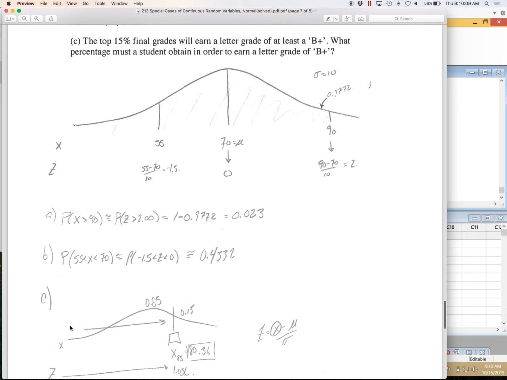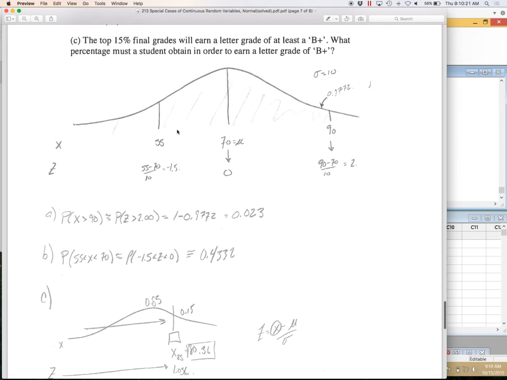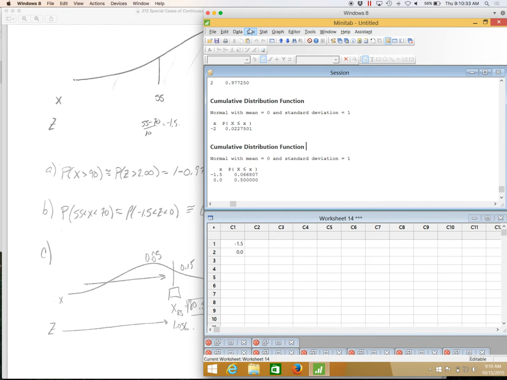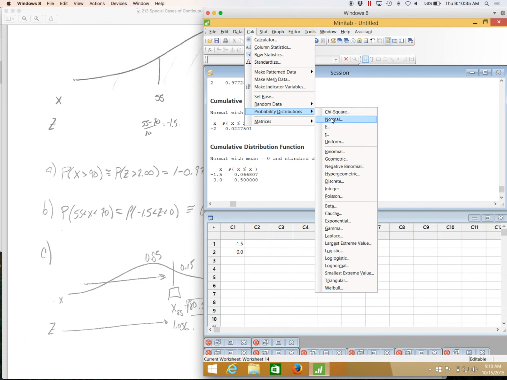Okay, so here the percentile is the 85th percentile. Percentile is always less than or equal to. So another way of saying the top 15% is saying the 85th percentile. Okay, we've seen a few of these problems. We've got 85% of the data on this side, on the left side of this point. We have the area, we want the point. Okay, so a few different ways you can do this.